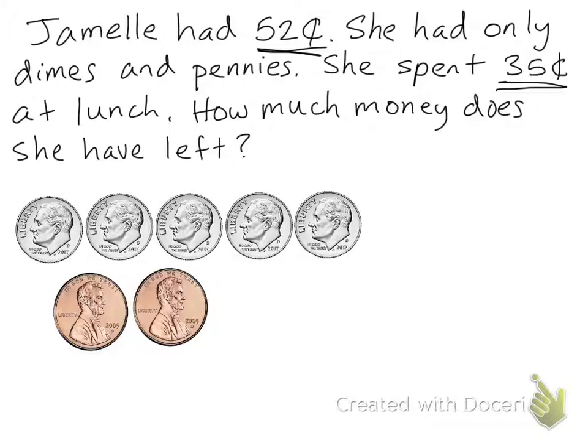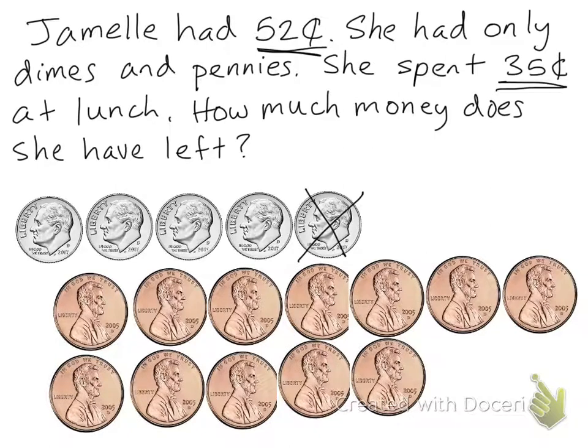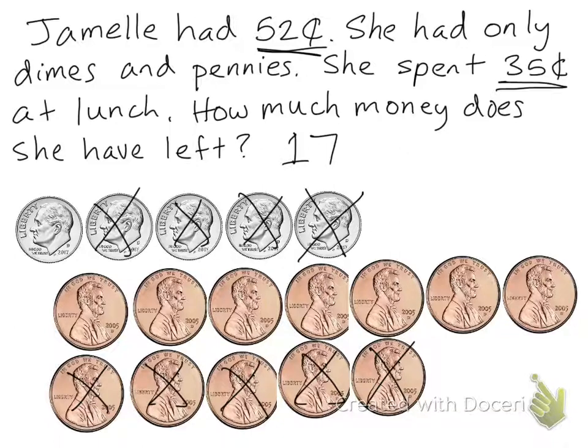Do I have enough pennies to take 5 away? No, I don't. So I need to trade 1 dime for 10 pennies. Okay, so now I have enough pennies to subtract the 5 pennies from. So let's take away 5 pennies. 1, 2, 3, 4, 5. Now I'm going to take away 3 dimes. 1, 2, 3. How much money does she have left? Well, I have 1 dime and 7 pennies. So that's 17 cents.